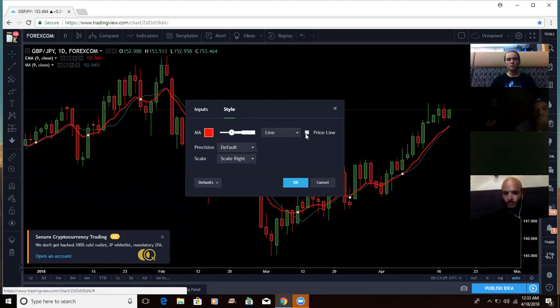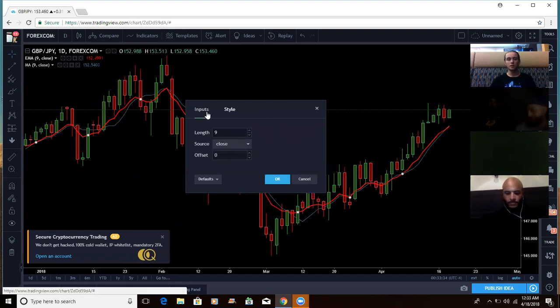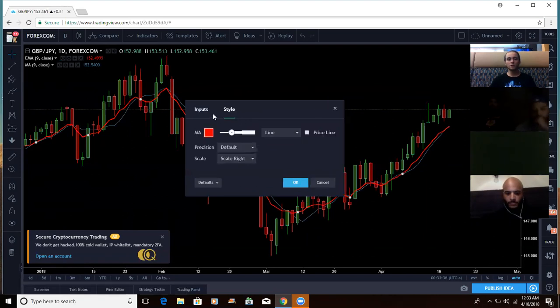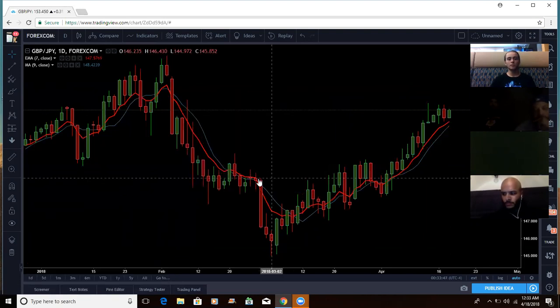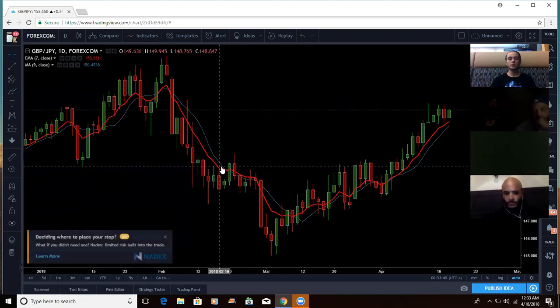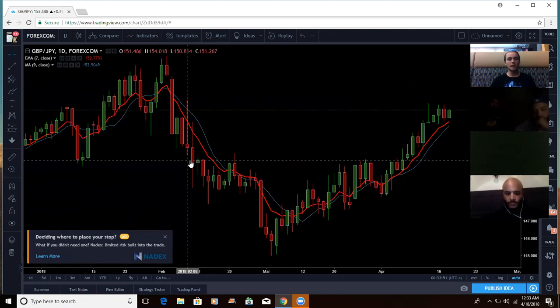Okay, you don't have to worry about whether it says line, price line, precision, or scale. That's all good and dandy there. After you've left the style tab, you're going to go to inputs, and you're going to change the length from 9 to 7. You're going to leave the source as close, and you're going to leave the offset as 0. Once you're done with that, you click OK. See how my line moved? And it's currently red. Now that one's on point. That's my exponential moving average.